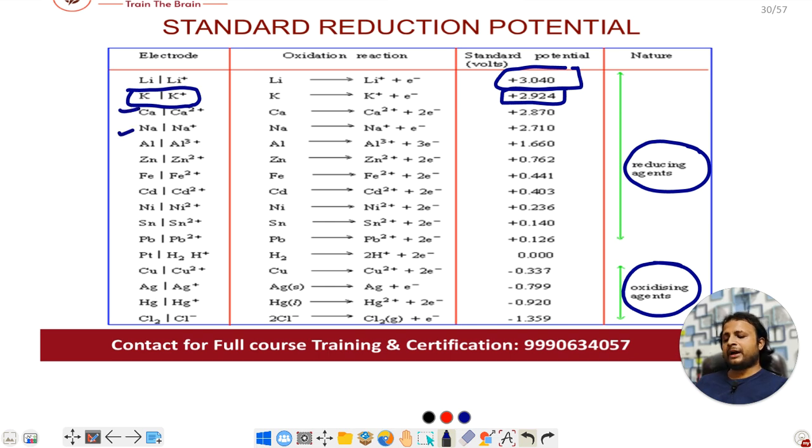And sodium ion batteries are there, whose potential is plus 2.710 volt, which is absolutely fantastic. That's why sodium ion batteries are now in the market. Many electric vehicle manufacturing companies are using them. Similarly, a lot more things are here, and in oxidizing agents you can see copper, silver, Hg and Cl2.